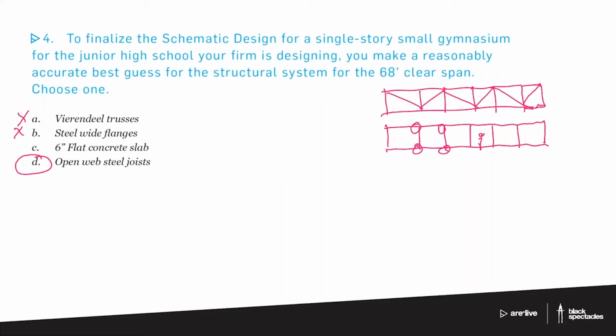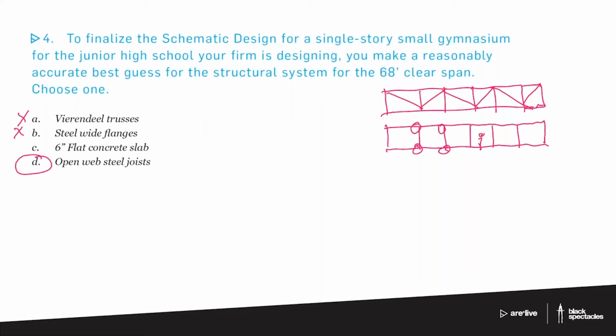And this is totally the sweet spot for open web steel joists, especially for the long spanning ones. They make a lot of sense for a single story. That means there's no floor up above. Why would that be important? Because the open web steel joists tend to be a little bouncy.